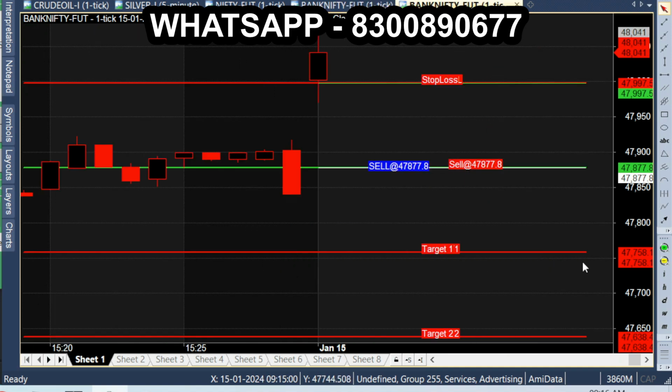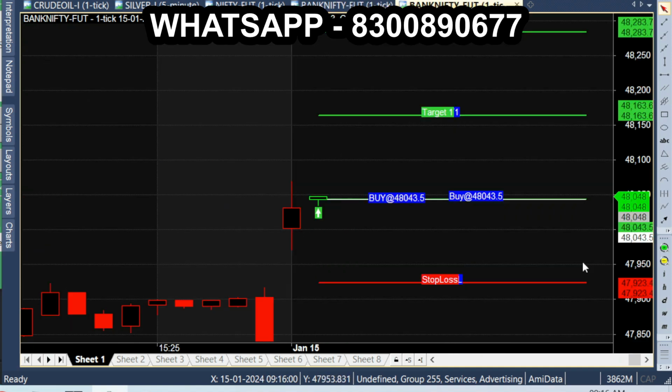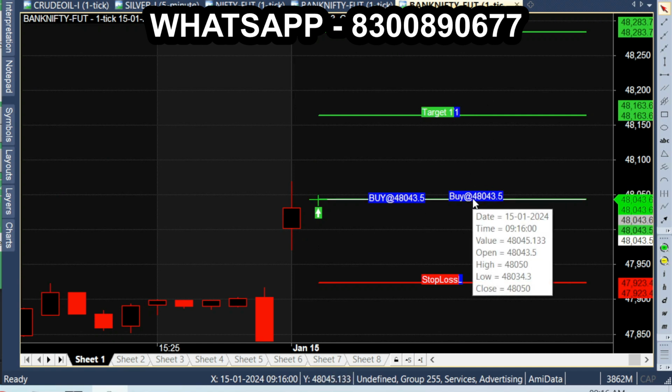After 1 minute of market open, at 9:16 am, a buy call was generated as the green color candle opened. Like this, on a daily basis in the live market, it will generate calls like a signal. So today a buy call was generated at 48,043.